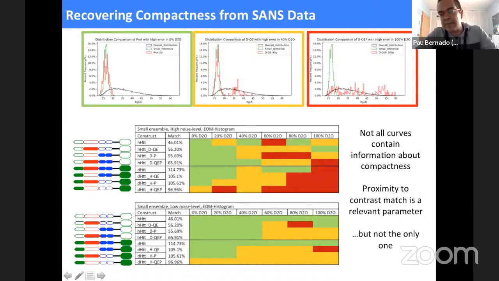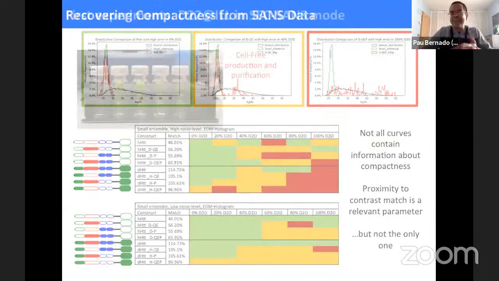Obviously there are differences, but essentially what it's telling us is that there are regions, essentially those approaching the match point, in which you don't see anything, while there are others in which you can recover the information. This is a very important piece of information for finding the best experimental conditions to get information about Huntingtin.